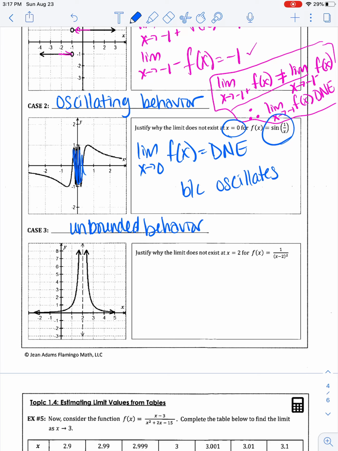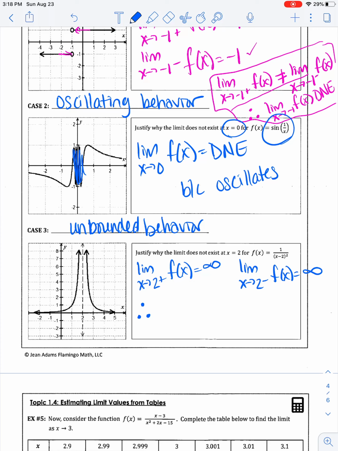However, in the future in this course, when it's headed to the same infinity, we are going to say that the limit exists. So this is to justify why the limit does not exist at x equals 2. So you could say that the limit as x approaches 2 from the right of f of x is infinity. And then the limit as x approaches 2 from the left of f of x is also infinity.